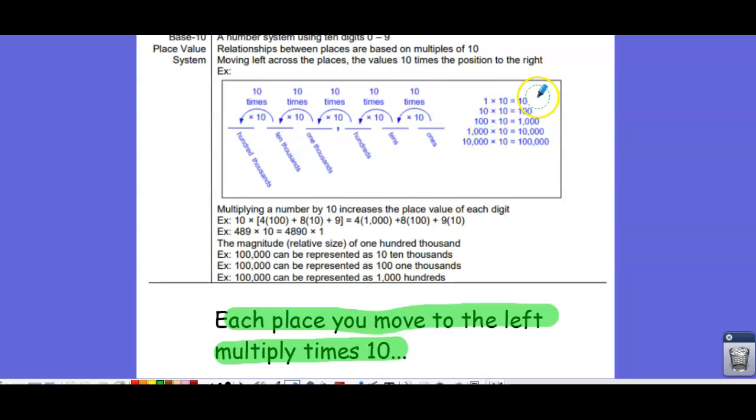And here was another really good visualization or representation of the pattern, that 1 times 10 is the tens place, 10 times 10 is the hundreds place, 100 times 10 is the thousands place, 1,000 times 10 is the 10,000s place, and 10,000 times 10 would equal the 100,000. This is just a really good way to represent the place value charts and moving from one place value to the next.